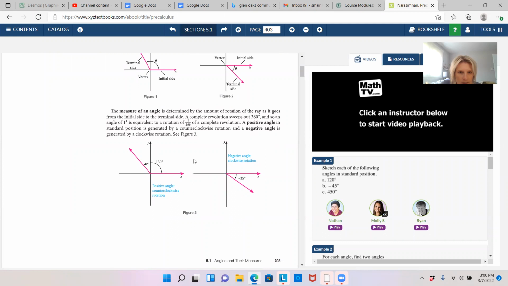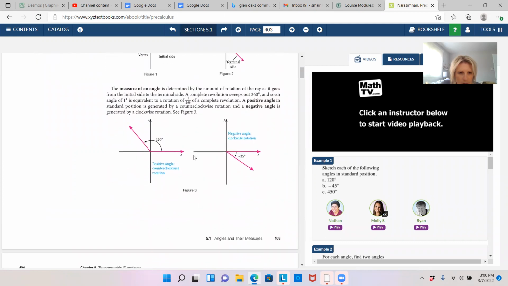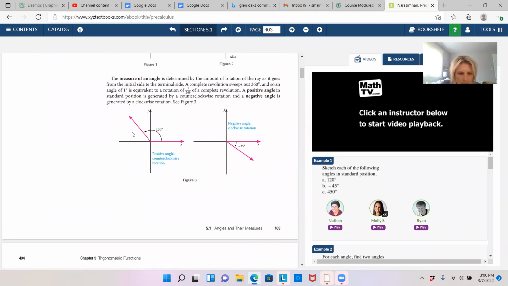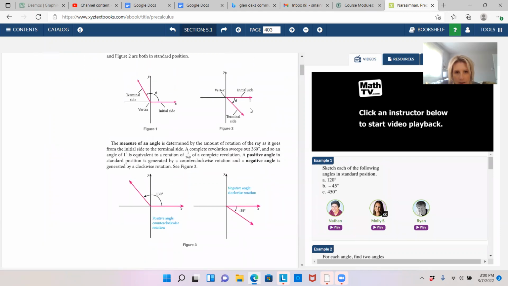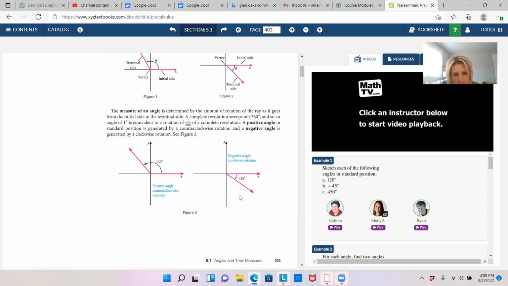You can see that the angle that we drew in figure 1, now down here on the left of figure 3, was actually a 130-degree angle, because if we take a circle, which is 360 degrees, and we divide it by 4, each quadrant has 90 degrees. And the angle that we drew in figure 2, where we went clockwise, they draw at the bottom right in figure 3, and that was a negative 35-degree angle.